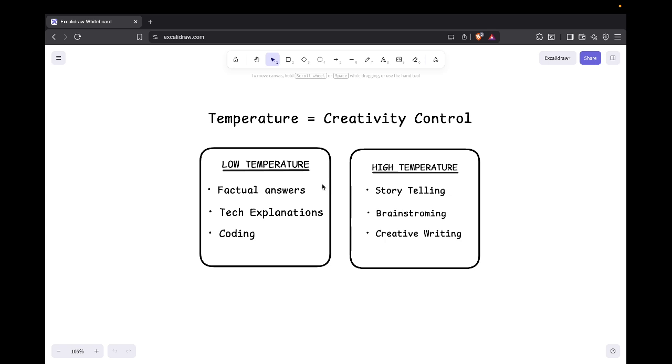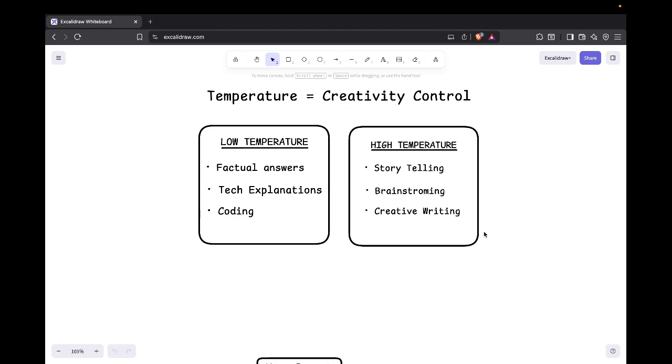Low temperature is basically used for factual answers, tech explanations, coding assistance. High temperature is basically used when we need more creative answers, like storytelling, brainstorming, creative writing, etc.